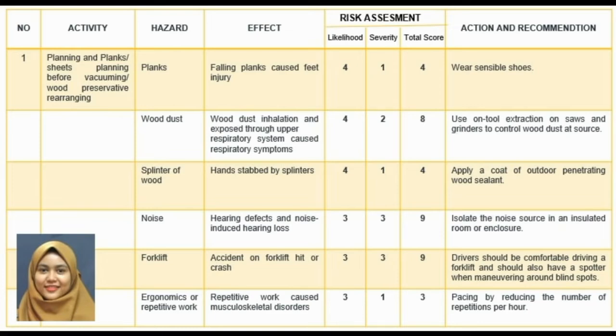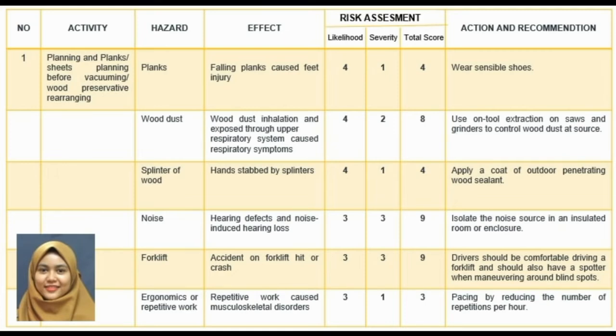Firstly is planks. For the effect, falling planks cause foot injury. For the risk assessment, likelihood we give 4, severity is 1, total score is 4. For the action and recommendation, wear sensible shoes. Secondly is wood dust.